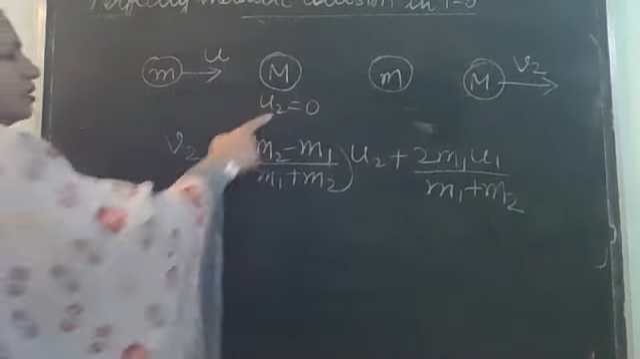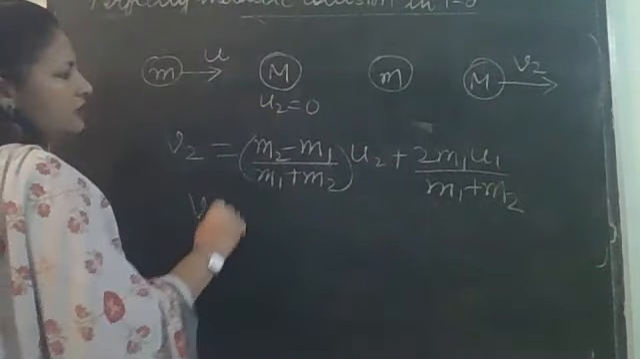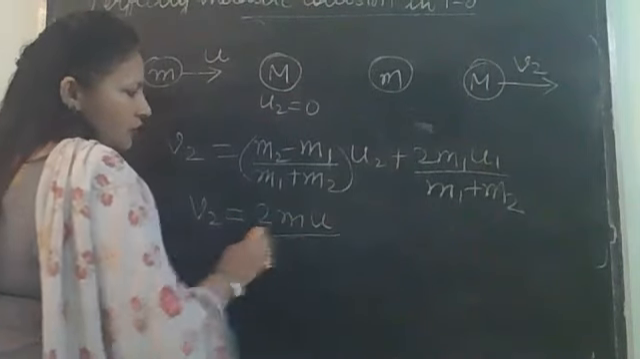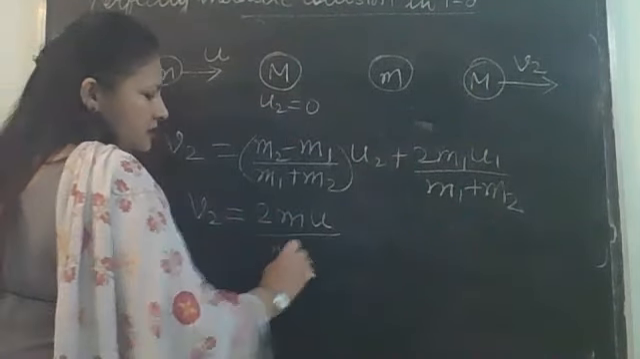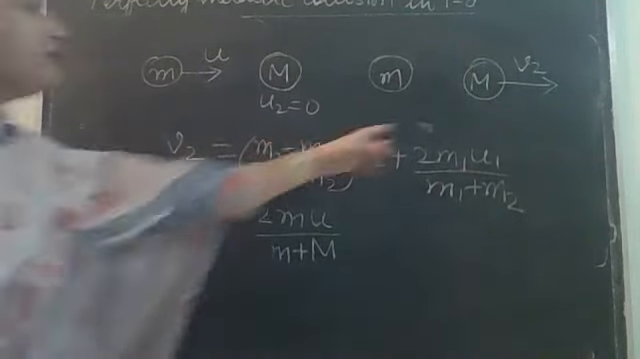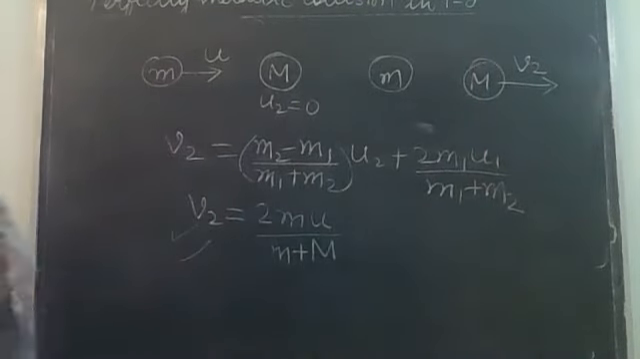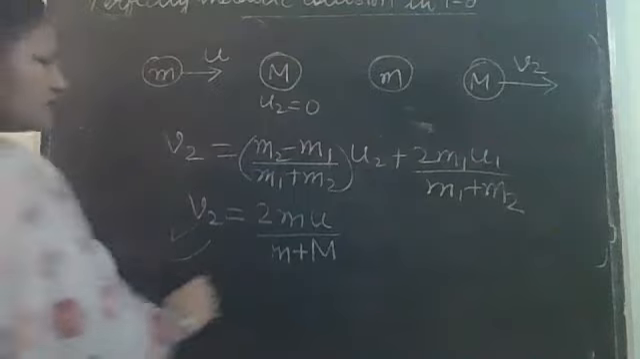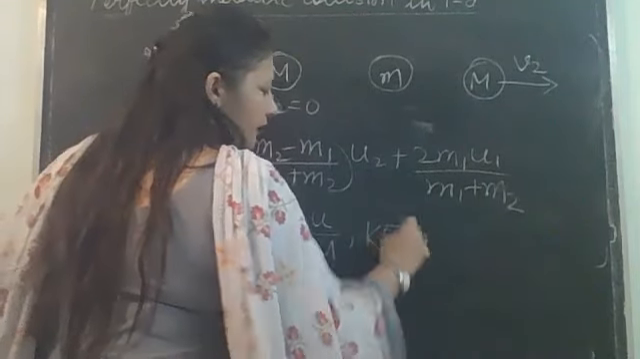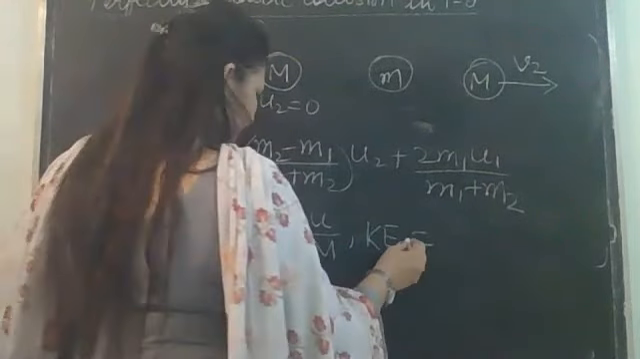So let us put in u2 equal to 0. This whole term vanishes. We are left with 2 m u over (M plus m). We have found v2, the velocity with which the second mass will start moving after the collision. Using this velocity, we can find its kinetic energy. Kinetic energy of the second particle after the collision. We can find that, right?